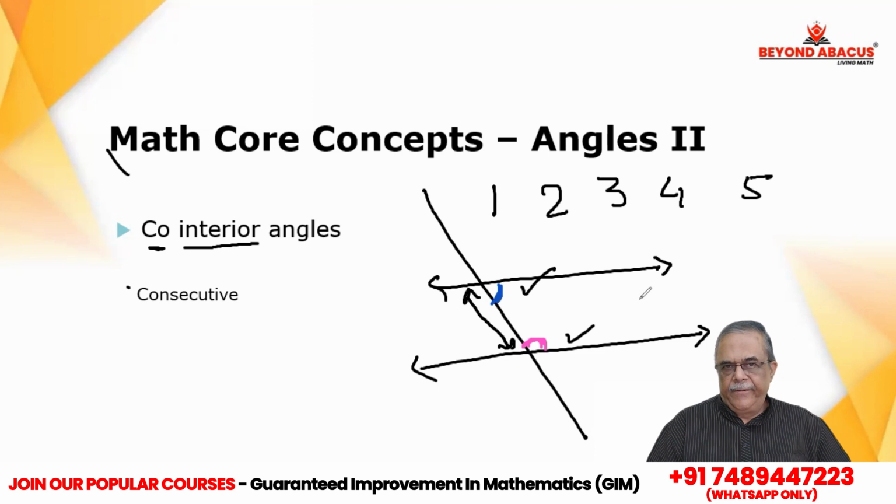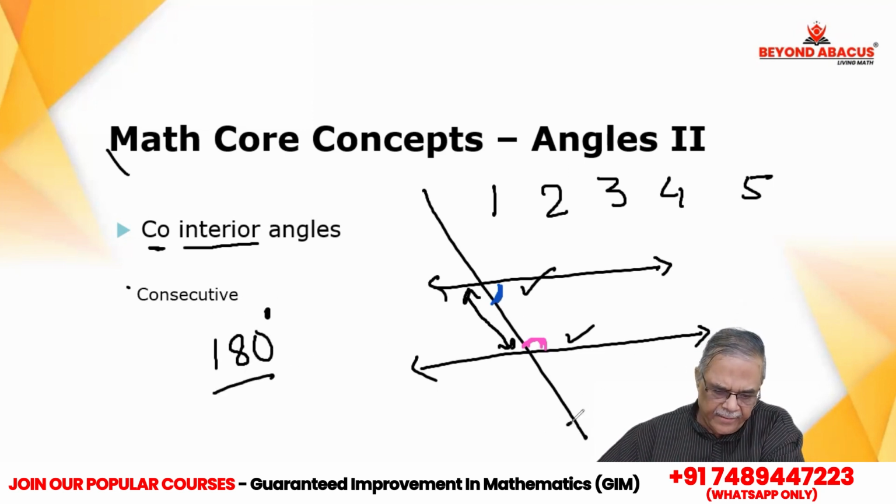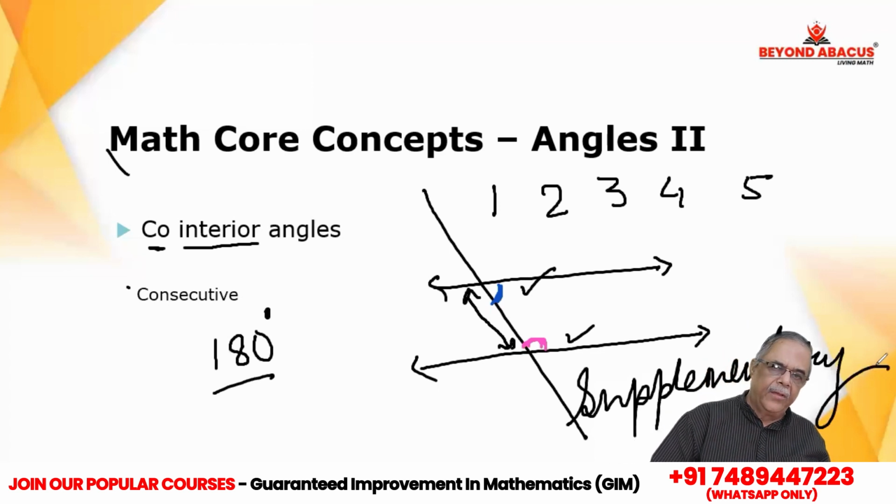What is their property? You can imagine, but if you can't imagine, I will explain it to you also. They add up to 180 degrees. The consecutive co-interior angles are technically called supplementary. Co-interior angles are supplementary. Why is it so? Let us see.